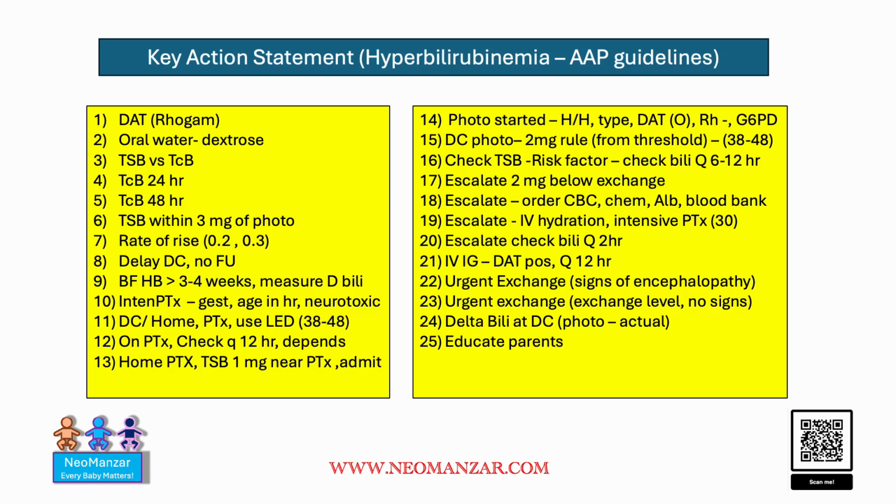Hello everyone. Let's try to simplify the key action statement for hyperbilirubinemia as published by the American Academy of Pediatrics in August 2022. So basically there are 25 key statements, and I just want you guys to know that although it looks like a big list, honestly many are common sense and some are really easy to remember. So these are listed here. Let's go to the next slide and I will tell you how to really simplify it.